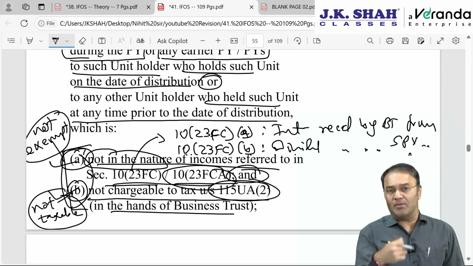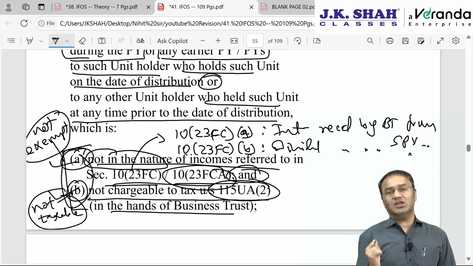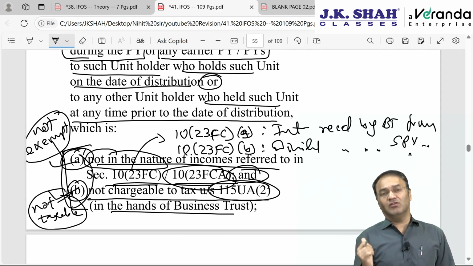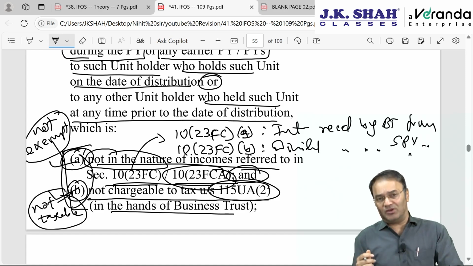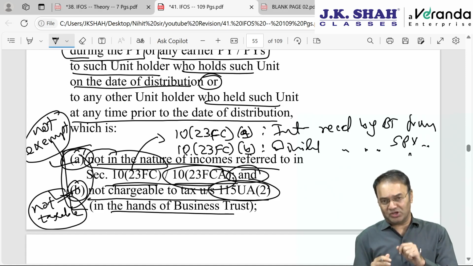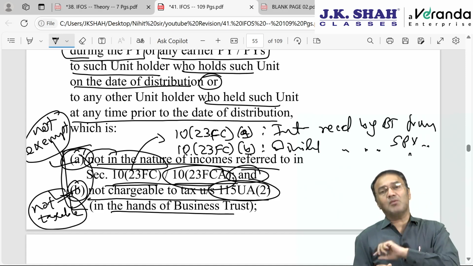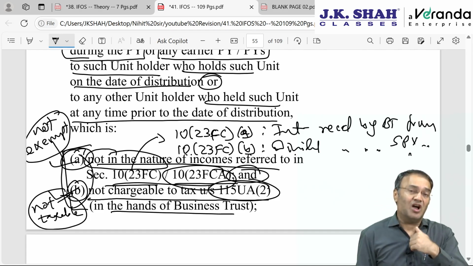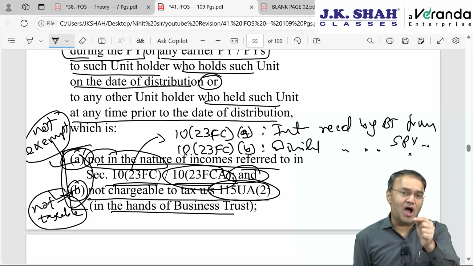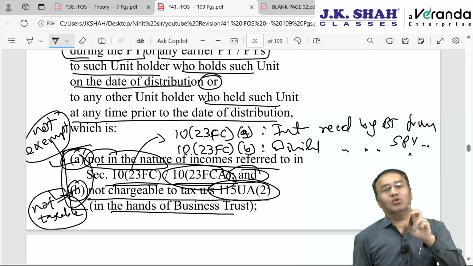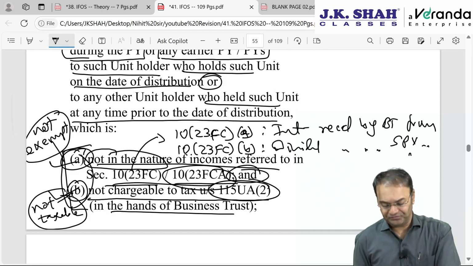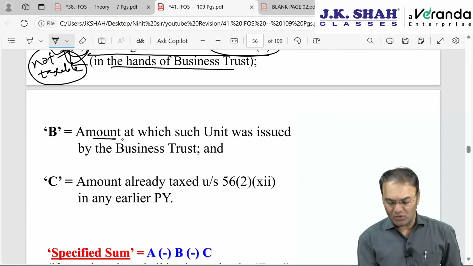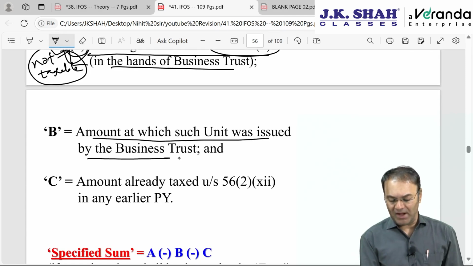Beyond that, above and over 100, whatever I will pay you has to come from recurring income or my regular income, which is either taxable for you or taxable for me, under pass-through status. But something will come out of that income, no? Everything cannot be out of capital contribution. The amount which I repay back to you out of capital contribution can be only to the tune of the original 100. B point, the amount at which the unit was issued by the business trust.